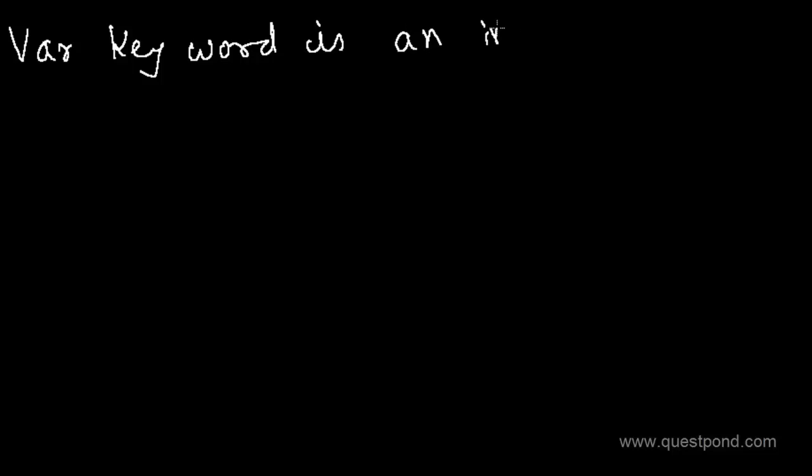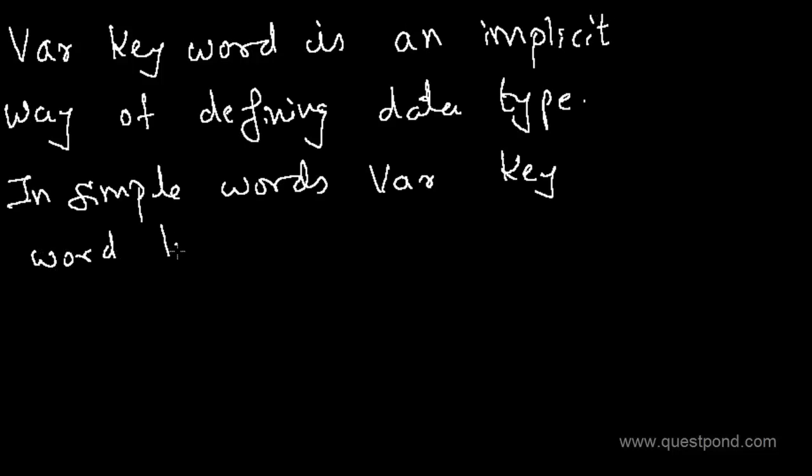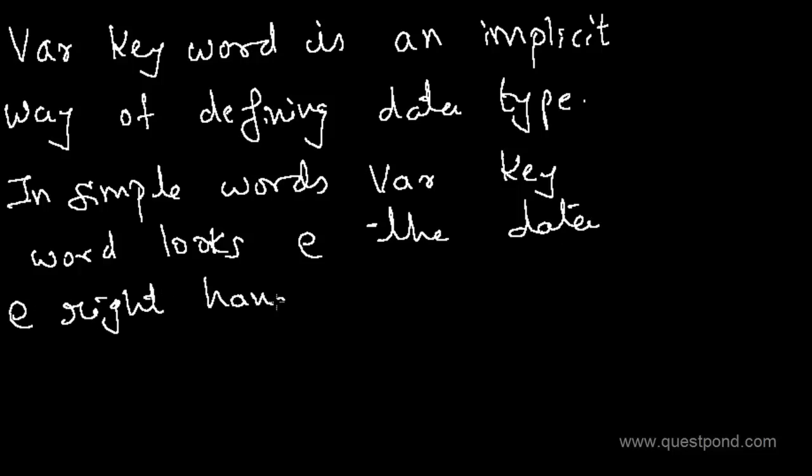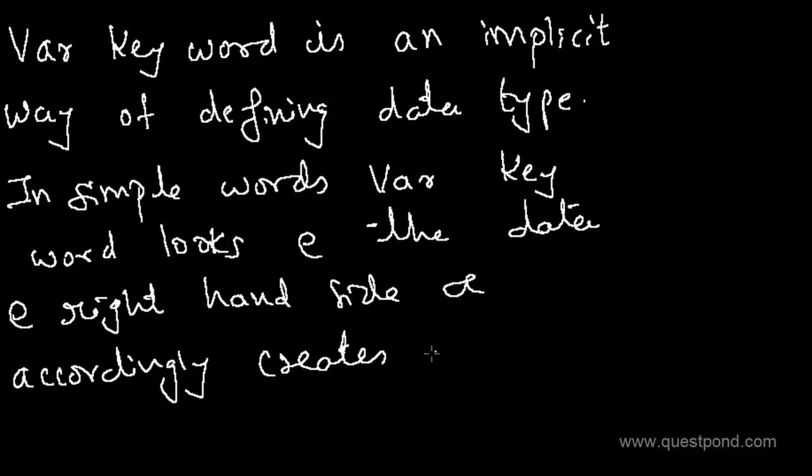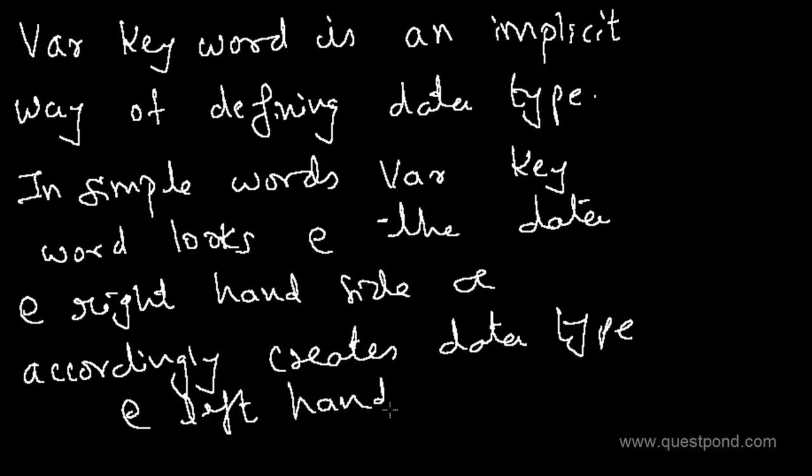Now, let's put the final definition for the var keyword, and then we will do some practicals to understand the fundamentals in a better manner. It's an implicit way, or rather I will say an indirect way, of defining data types. In simple words, by looking at the data at the right hand side, the left hand side data type is defined by the compiler during the generation of the IL code.